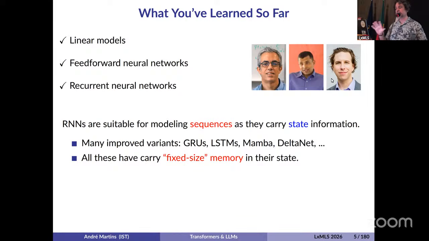And briefly, Noah mentioned some improved variants of RNNs that include some additional gating functions, things like GRUs, LSTMs. I don't think Noah mentioned Mamba and DeltaNet, but you can also see those models as recurrent models. And all these models have in common the fact that in their states they carry what we can regard as some fixed-size memory. So you can think of this as a vector that contains all the memory about the sequence that has been seen so far.